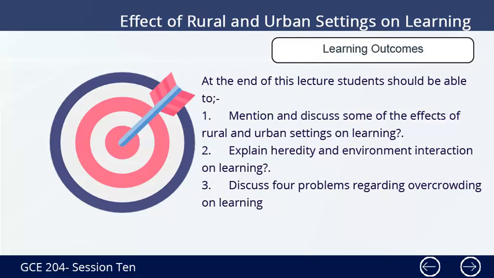Objectives. At the end of this lecture, students should be able to: 1. Mention and discuss some of the effects of rural and urban settings on learning. 2. Explain heredity and environment interaction on learning. 3. Discuss 4 problems regarding overcrowding on learning.